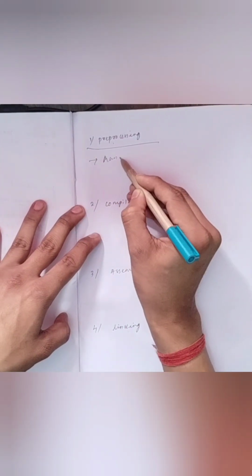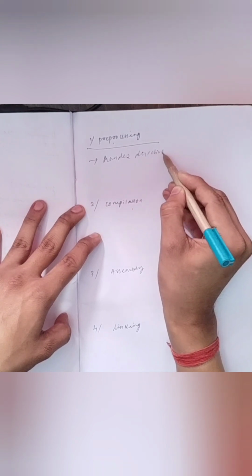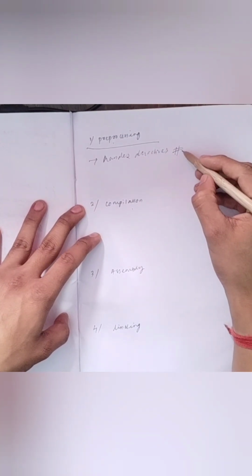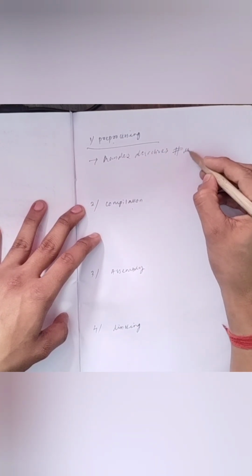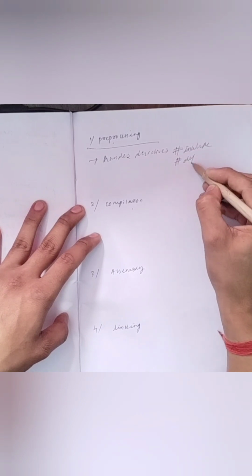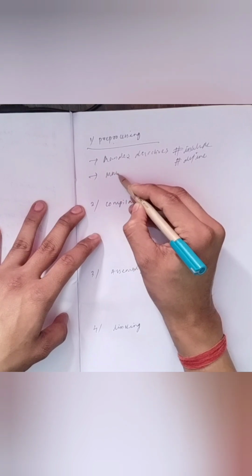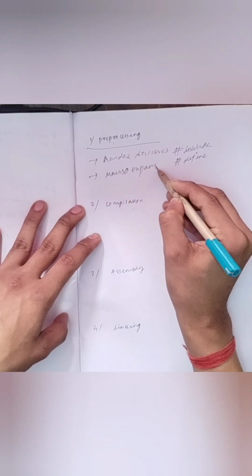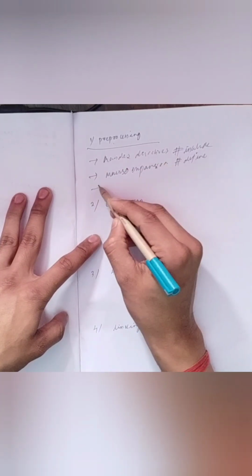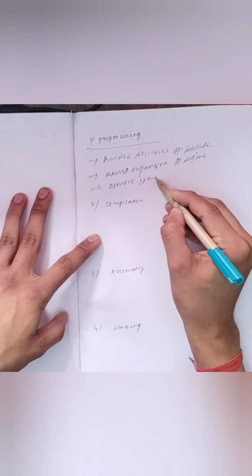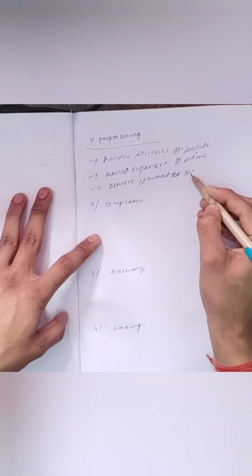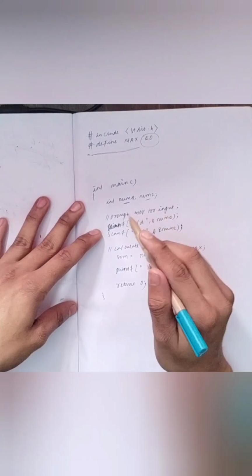So what does pre-processing do? Pre-processing handles directives. A directive is a line starting with a hash. You can simply understand it like this: hash include is a directive, hash define is a directive. It also handles macro expansion, which we are going to discuss in detail. And it removes commented code, because commented code is only for the reference of the coder or developer. It is not required by the machine. What will the machine do with comments? So that is what pre-processing does.